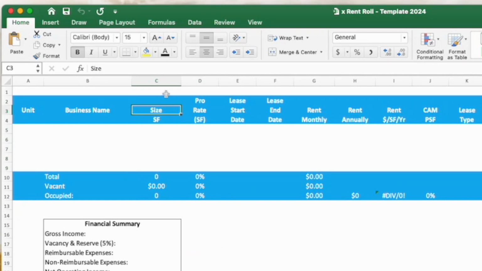Okay. The size, the square footage. That's going to be the square footage for each space within the building. So let's just say, going back to the Chipotle example, if Chipotle's got 3,000 square feet in a 10,000 square foot building, you're going to put 3,000 square feet there.